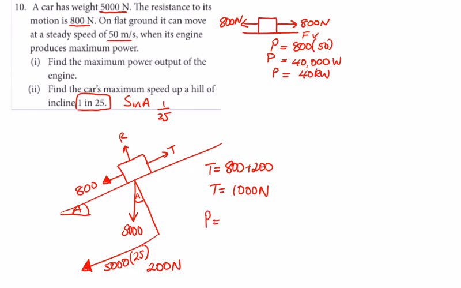We're looking for the car's max speed. So power is equal to TV or FV. So the power that we got up above, 40,000, is equal to the tractive effort driving it forward now times the speed. So you can see V here, 40,000 divided by 1,000 is just 40. That would be in meters per second.